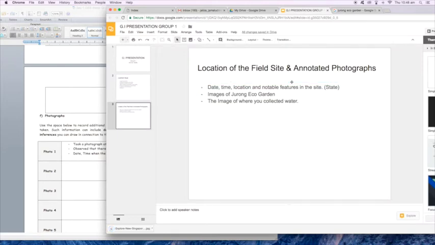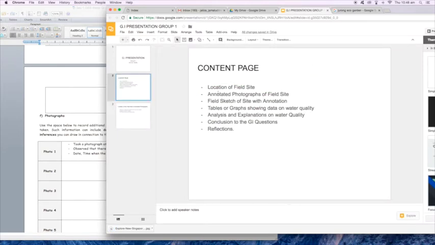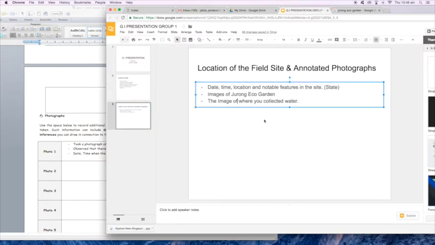So you can put points 1 and 2 together if you want. Maybe you have a short summary of Jurong Eco Garden. Maybe you can talk about the purpose it was built or constructed for. And then you can add in your photographs.